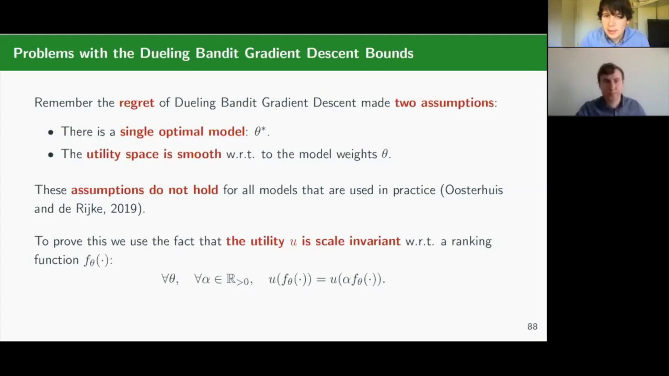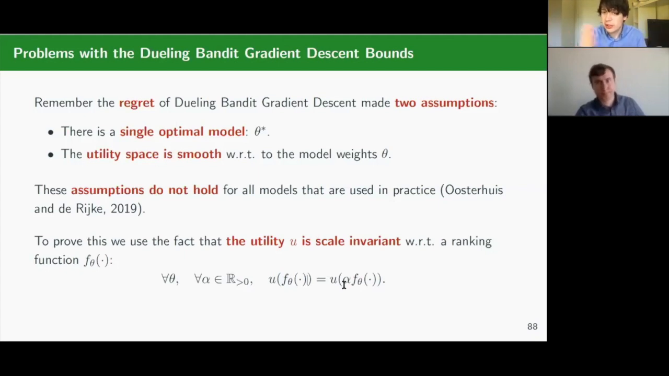Now, what does that mean? That means if we have our utility function, so we saw some metrics before, and we use our ranking model here to calculate the utility. If we take the model and multiply it by any positive number, we will get the same utility, right?